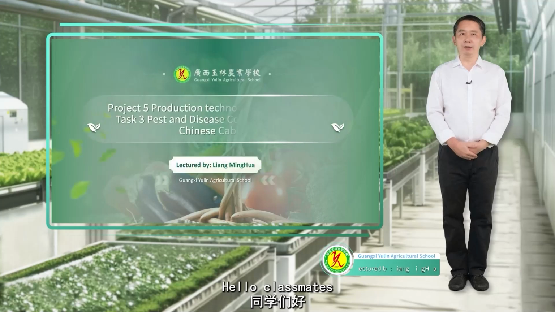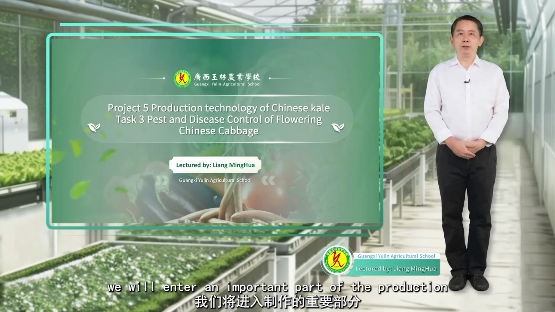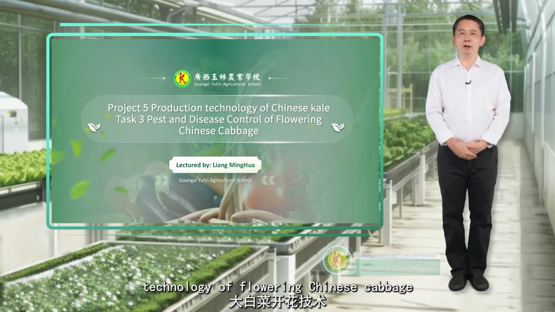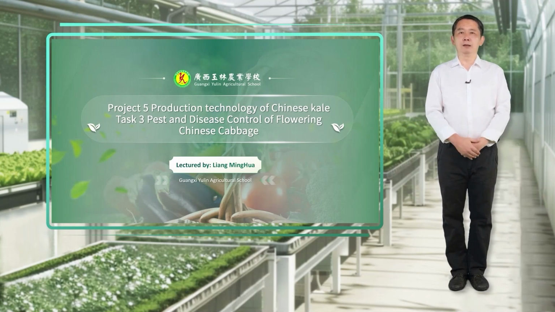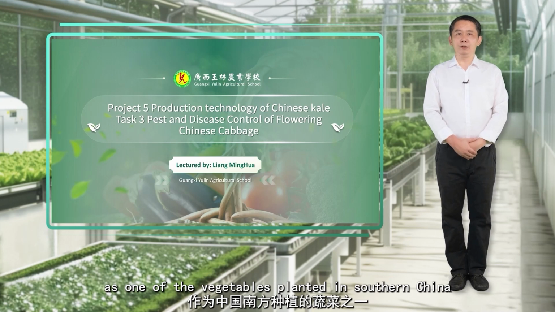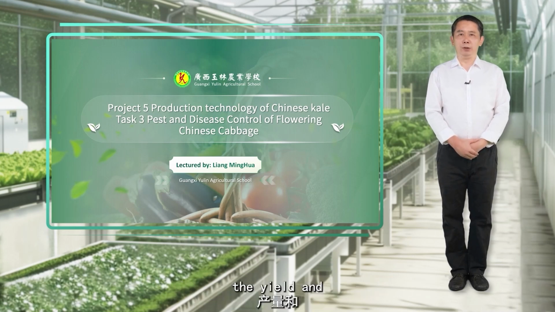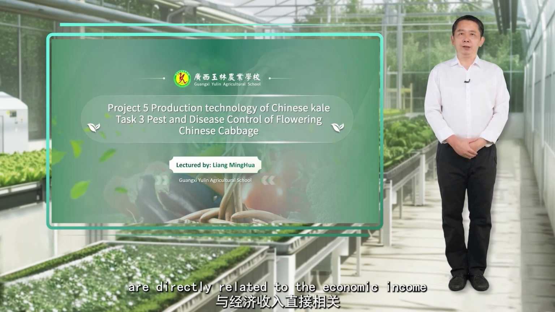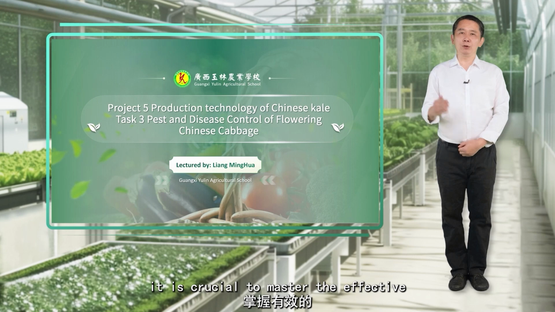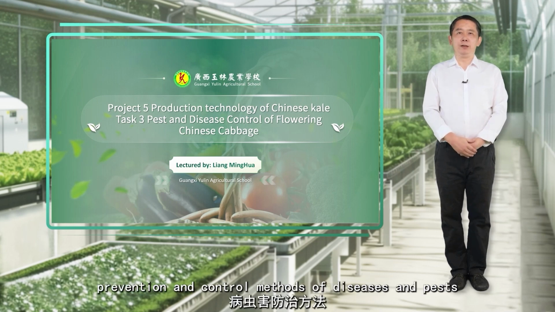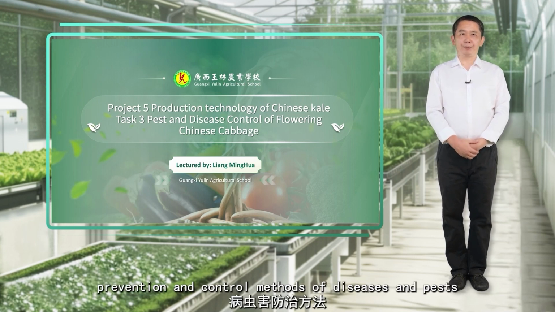Hello, classmates. Today, we will enter an important part of the production technology of flowering Chinese cabbage, the prevention and control of diseases and pests. As one of the vegetables planted in southern China, the yield and quality of flowering Chinese cabbage are directly related to the economic income of farmers. Therefore, it is crucial to master the effective prevention and control methods of diseases and pests.